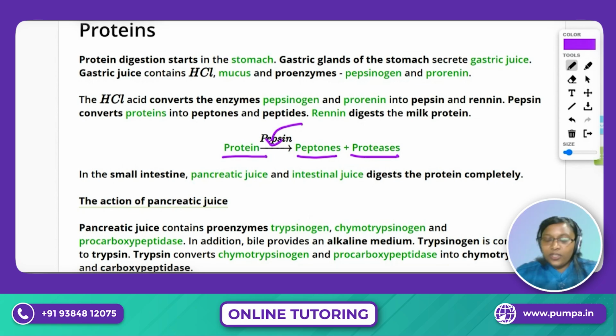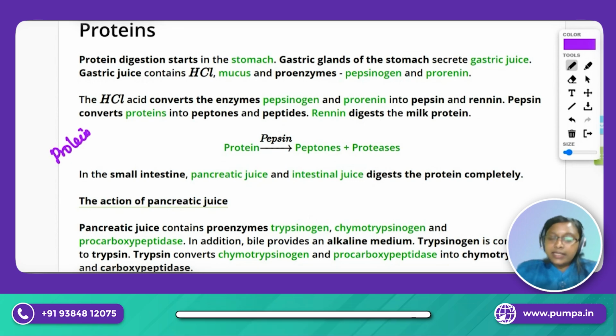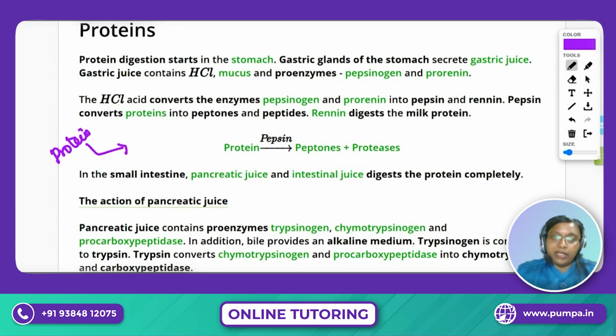Yes, ma'am. Any doubts? No doubt, ma'am. And one more thing: a simpler form of protein is the amino acid. But here we are seeing that it is not the amino acid, it's a peptone, which means it is also a partially digested form. So you should know that when pepsin is acting on the protein, it will not be converted to amino acid in one step. It is the partially digested form.